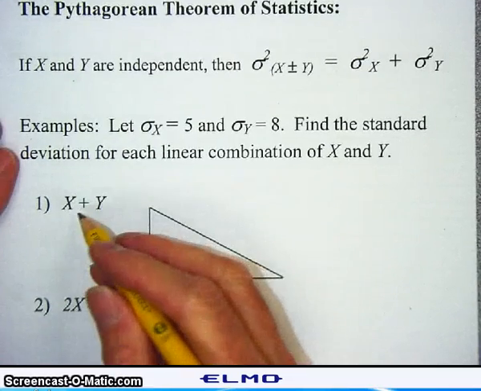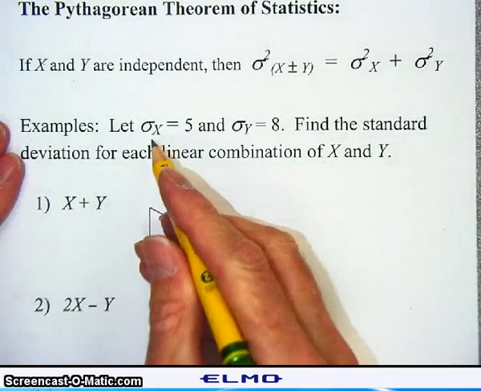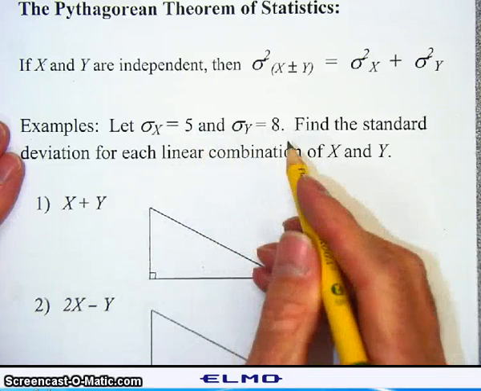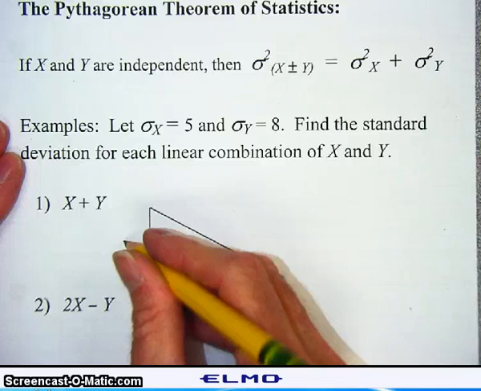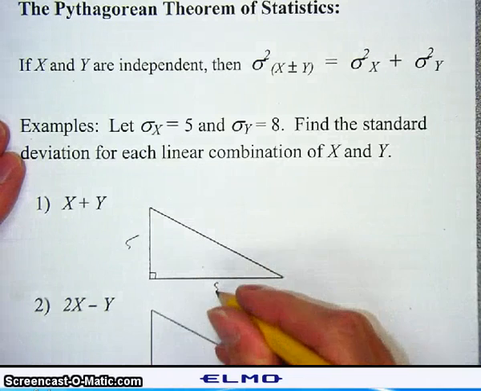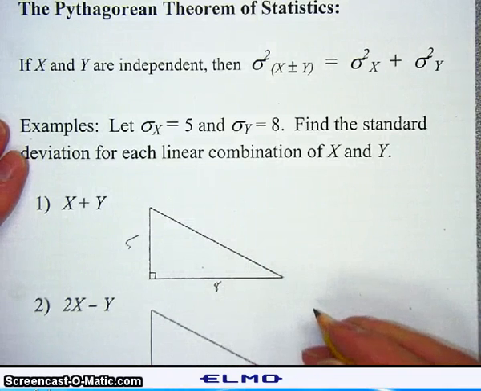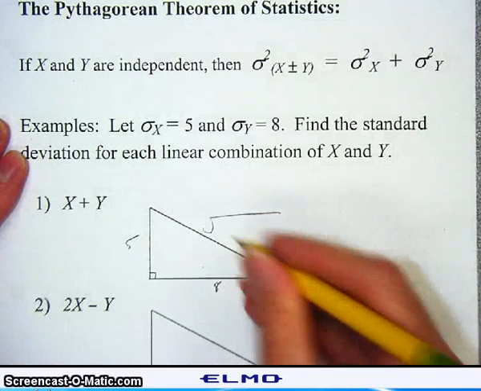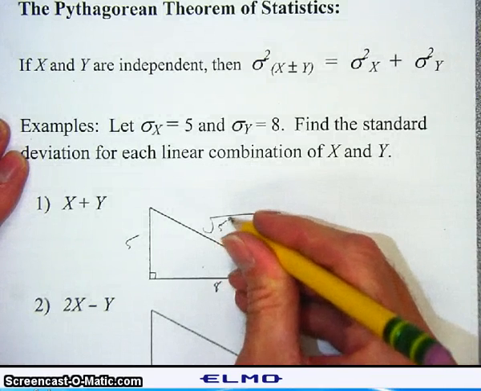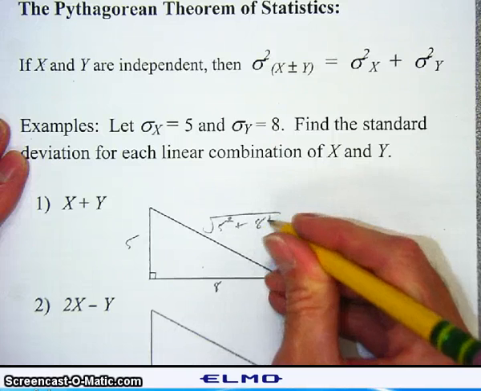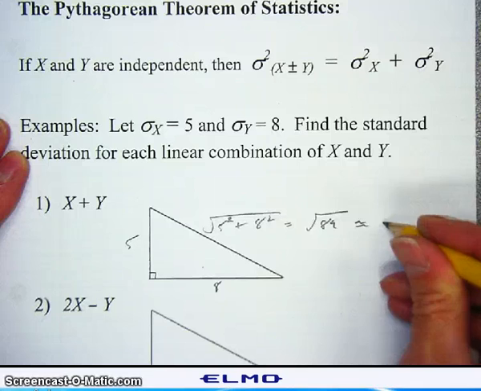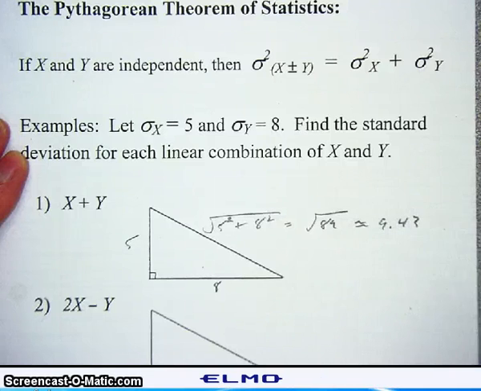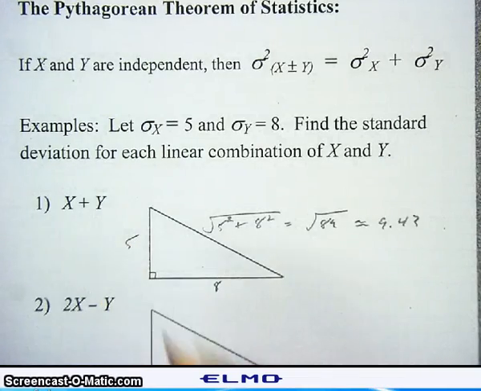So for instance, if we have x plus y and the standard deviation of x is 5, the standard deviation of y is 8, we can put those into a little right triangle here. We'll have the 5 here and the 8 here, and we'll apply the Pythagorean theorem. This hypotenuse is going to be the square root of 5 squared plus 8 squared, and that would be the square root of 89, which is approximately 9.43. So it's pretty simple to do, and this would apply if we had x minus y as well.